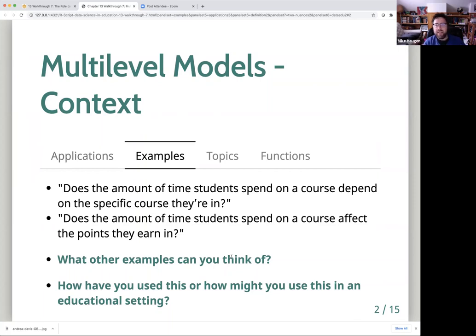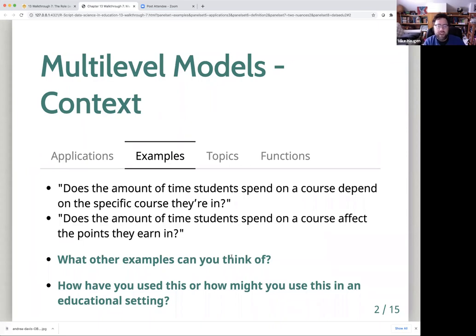So here are the questions, also from the book. Does the amount of time students spend on a course depend on the specific course they're in? Remember from the first walkthrough that there was a linear regression where the dependent variable was final grade, and one of the independent variables was the amount of time that these students in the online science classes spent in the course room.